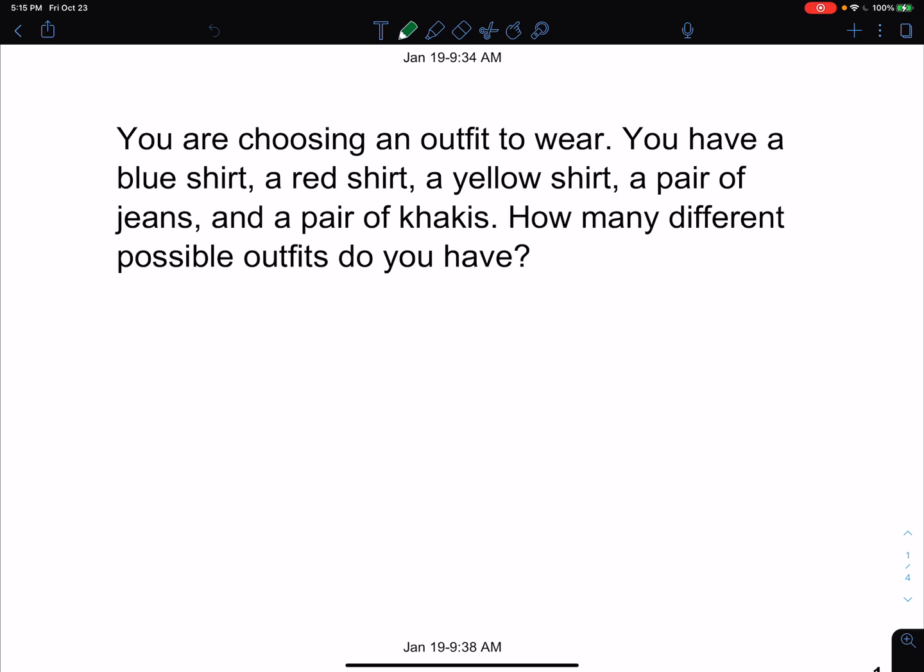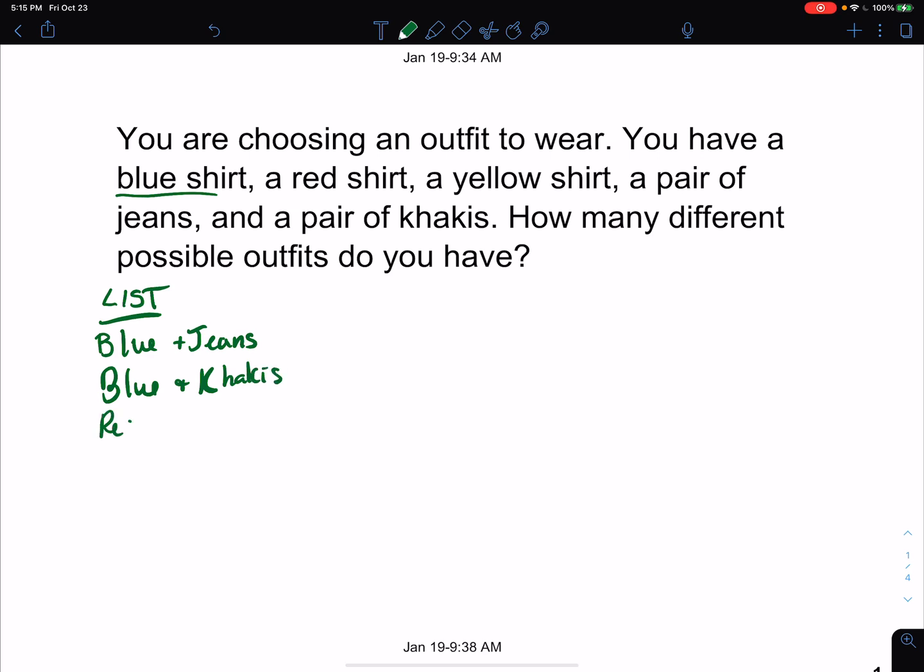You are choosing an outfit to wear. You have a blue shirt, a red shirt, a yellow shirt, a pair of jeans, and a pair of khakis. How many different possible outfits do you have? So if I was trying to list out all of the different options, I could start with this blue shirt. And I could say that I could wear the blue shirt with a pair of jeans, or I could wear the blue shirt with the pair of khakis.